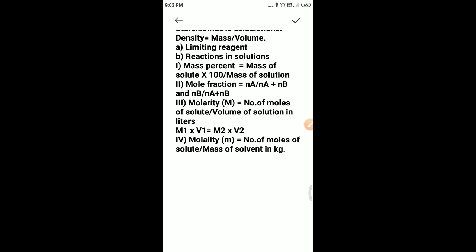Now in molarity, the concentration depends on the temperature, because the volume of the solution is temperature dependent.